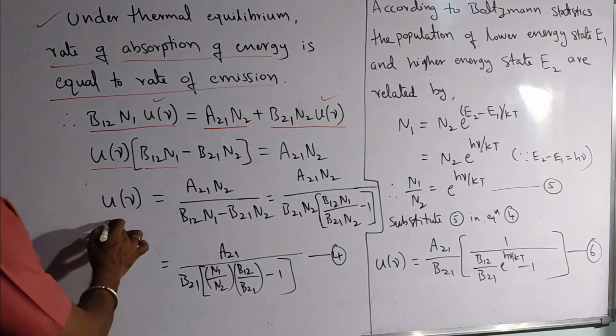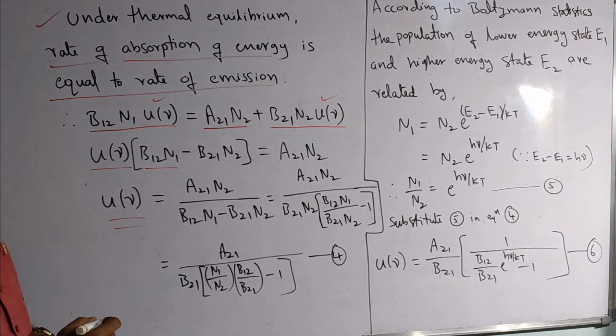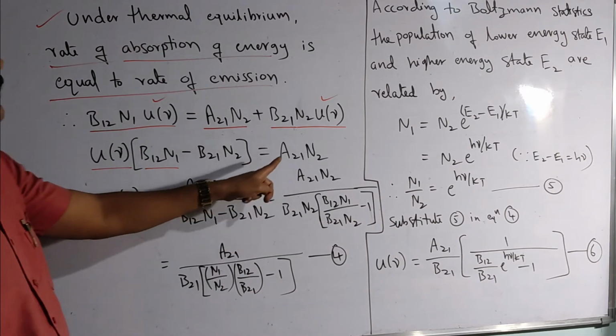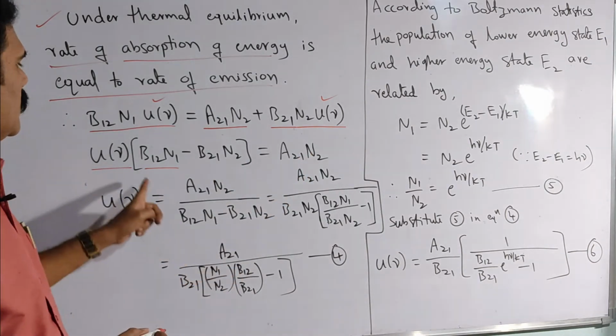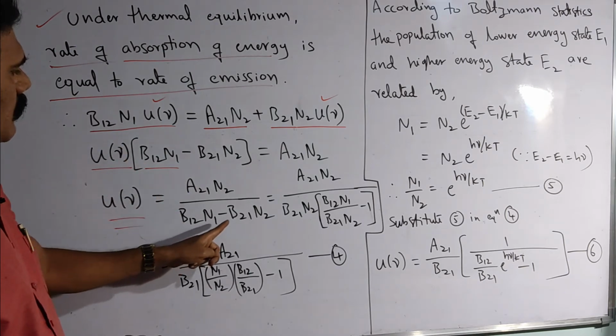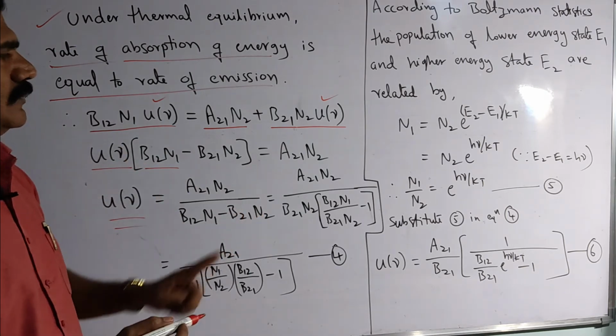What I want here is the energy density equation, the frequency dependent energy density. U of nu is equal to A21 into N2 divided by the entire term in the bracket, that is B12 N1 minus B21 into N2.